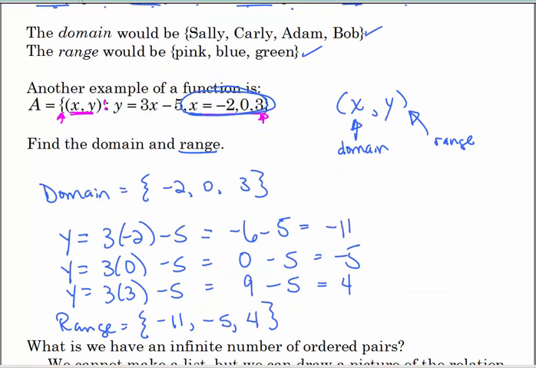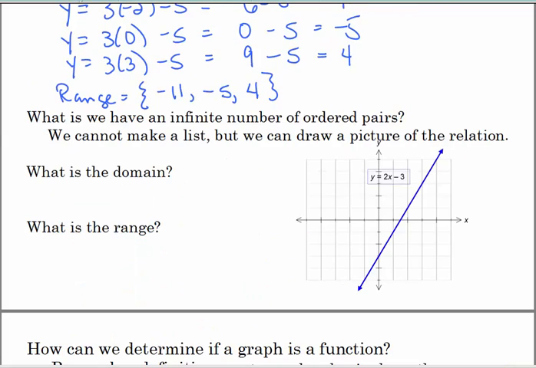Now here on this example, they've given you the x values. Sometimes we have to just assume what those x values are, and when they don't tell you what the x values are, you may assume them to be all real numbers, which kind of leads to this. If we had all real numbers, that would be an infinite amount. So what can we do if we have an infinite number of ordered pairs? We can't make a list like that, but we can draw a picture.